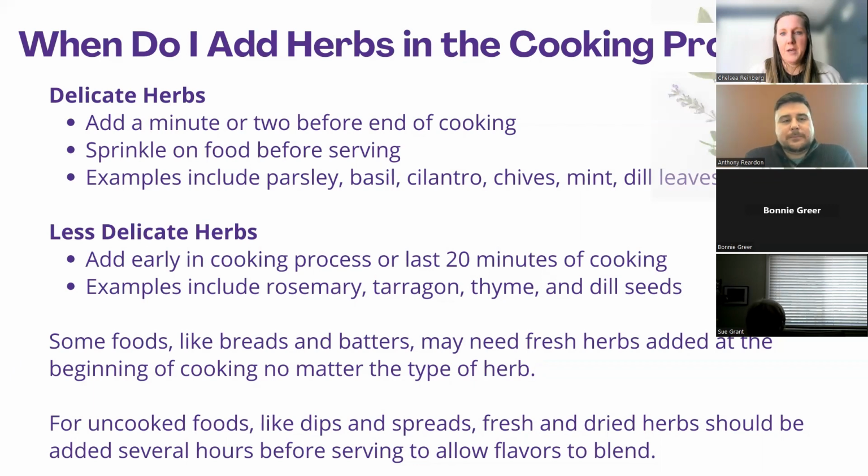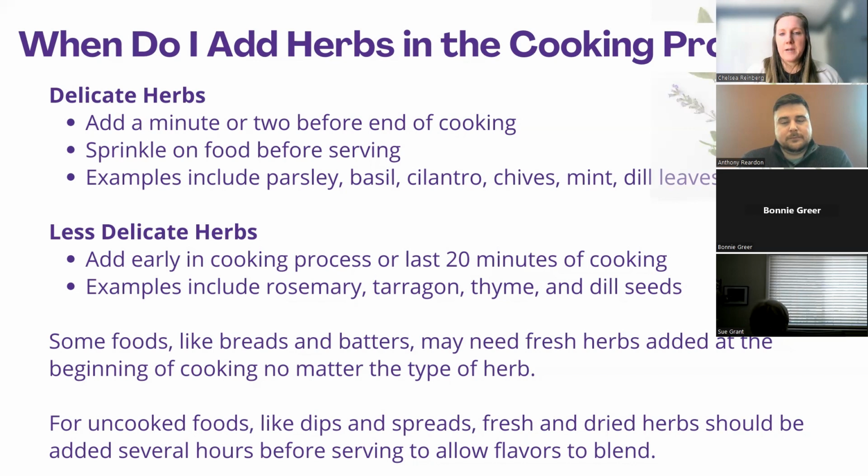For example, parsley, cilantro, chives, mint, dill, all of those sometimes are used more as the garnish on top and are added to dishes after the fact. Less delicate herbs can be added early on in the cooking process, and that is when they are best added because they're able to build out that flavor, or about the last 20 minutes of cooking. So this is soups and things that have that longer cooking time. Examples include your rosemary, tarragon, thyme, and the dill seeds.